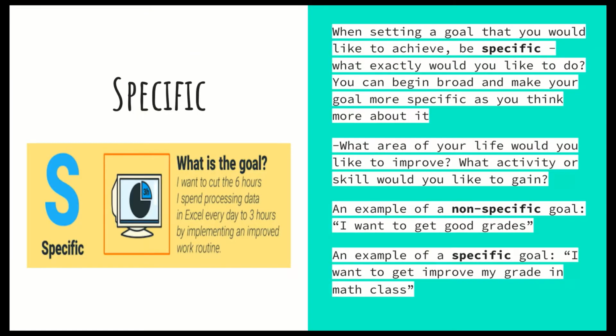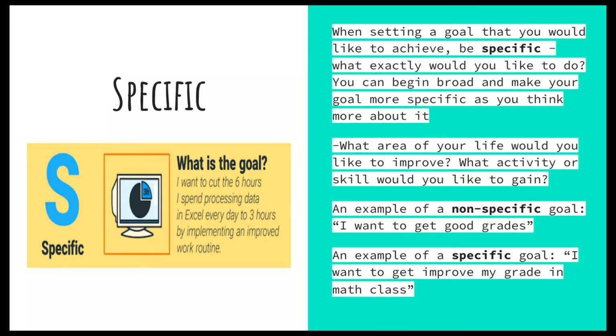All right, so let's break down that acronym. So specific. When setting a goal that you would like to achieve, be specific. What exactly would you like to do? You can begin broad, and then you can make your goal more specific as you think more about it. So when you are writing a goal, just off the bat, what area of your life would you like to improve? What activity or skill would you like to gain?